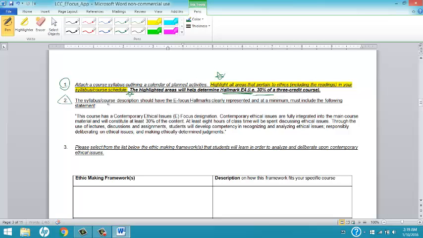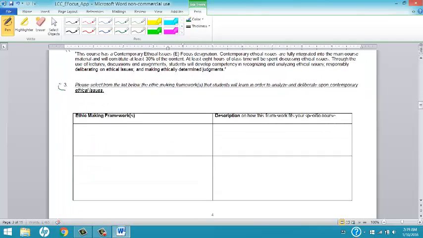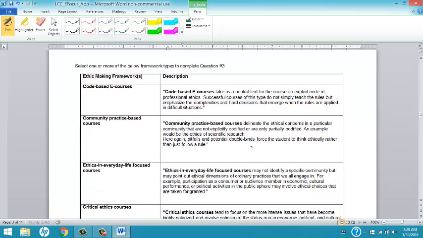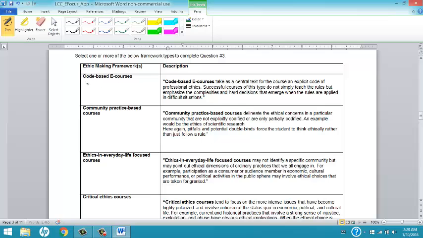Now in the second one, your syllabus and course description should have the following eFocus hallmarks written over here. So you must include this following statement in your syllabus. Now for number 3, we'll ask you to select from a list below the Epicmaking frameworks that students will be learning from in order to analyze and deliberate. So please select one of the Epicmaking frameworks, and you can describe how this framework fits your specific course. Right here you can see a couple examples, and you can select if your course is a code-based e-course, or community practice-based, or ethics in everyday life focus courses, or critical ethic courses. And you can describe how it will fit in your course as well.